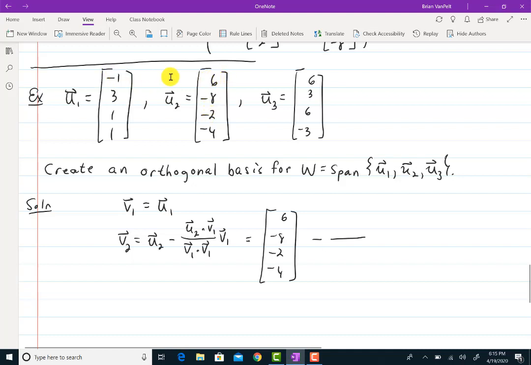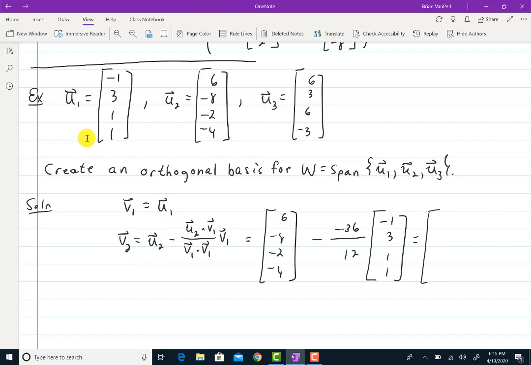So 6 times negative 1 is negative 6. 3 times negative 8 is negative 24, so I'm at negative 30. Then I have negative 32, then negative 36. And then I need V1 dot V1, which is U1 dot U1. So 1 plus 9 plus 1 plus 1 is a total of 12. And let me put my U1 in here: negative 1, 3, 1, 1.